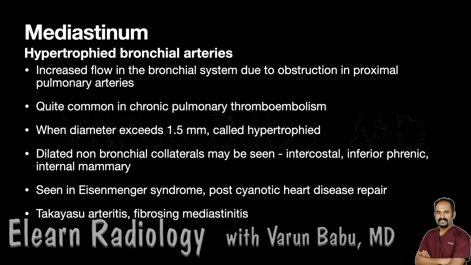Dilated non-bronchial collaterals may also be seen, the intercostal, inferior phrenic, and the internal mammary. Seen in Eisenmenger syndrome, post-cyanotic heart disease repair. Other etiologies include Takayasu arteritis and fibrosing mediastinitis.